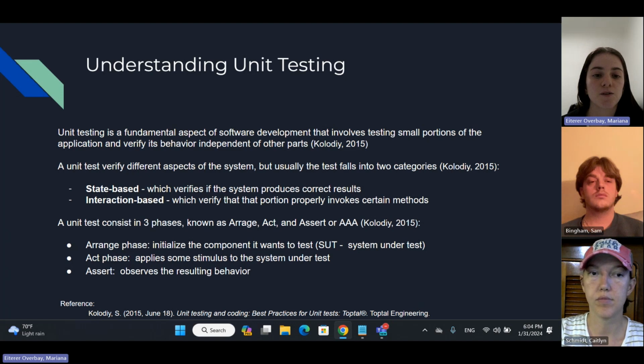A unit test consists of three phases: arrange, act, and assert, AAA. So the arrange phase initializes the component, the act phase applies some stimulus, and the assert phase observes the resulting behavior and whether the test failed or passed.